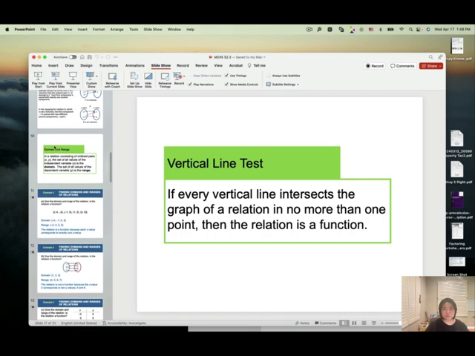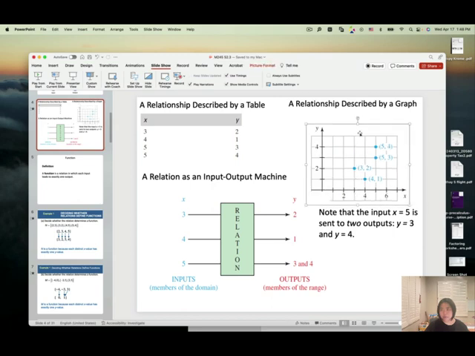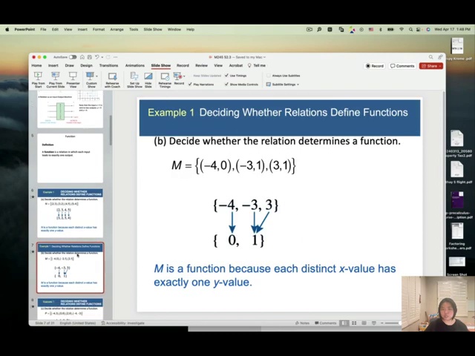For example, let's go back to the beginning here. The vertical line test means I can draw a line here. I have one point, this is good. Draw the line here, this is good, I only have one point. But this one, when I draw the vertical line here, I'm going to intersect more than one point. So I know this is not a function. Okay, you can do the same thing for examples like those.